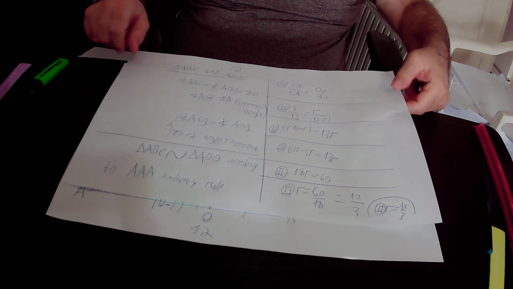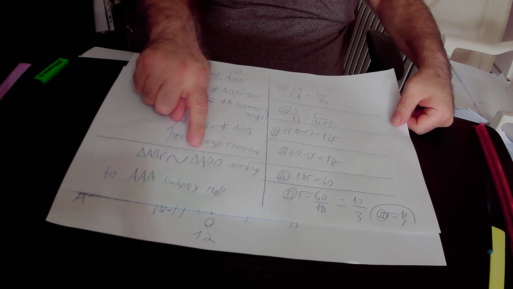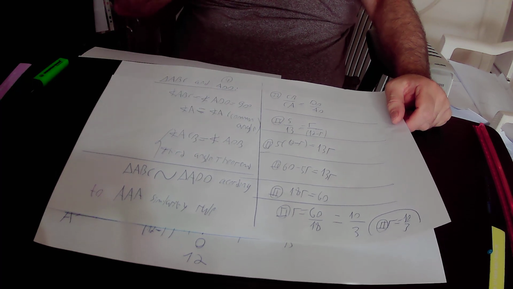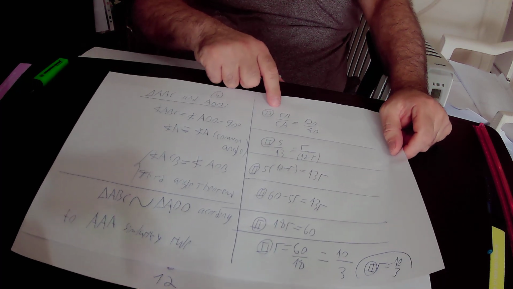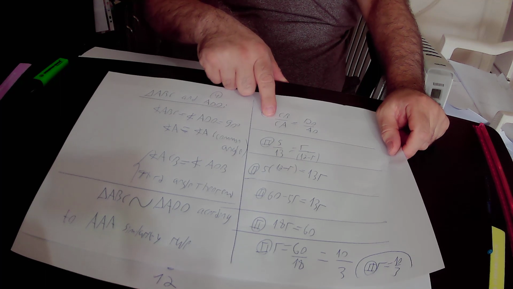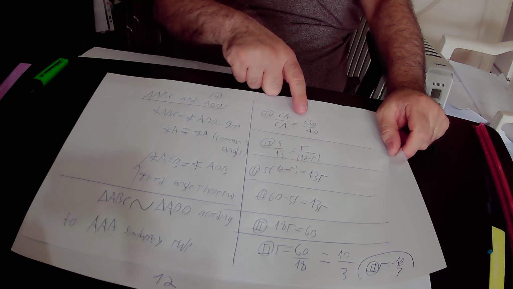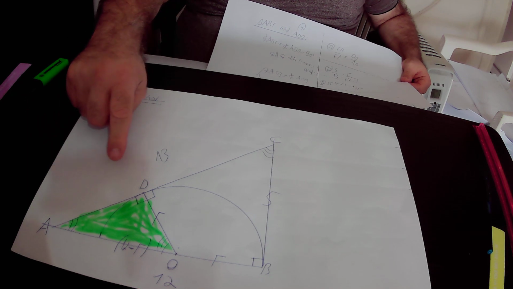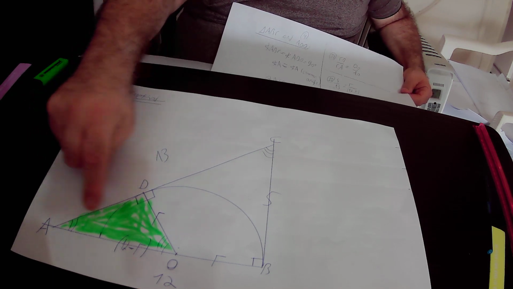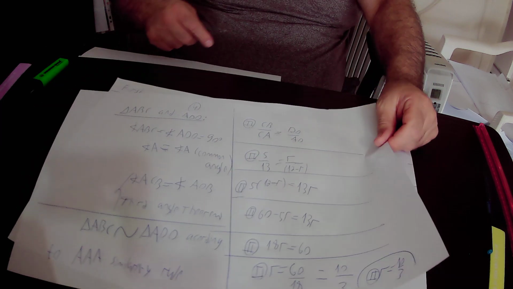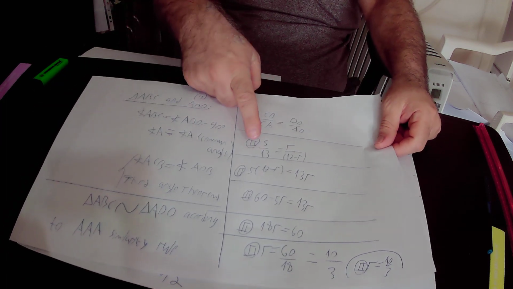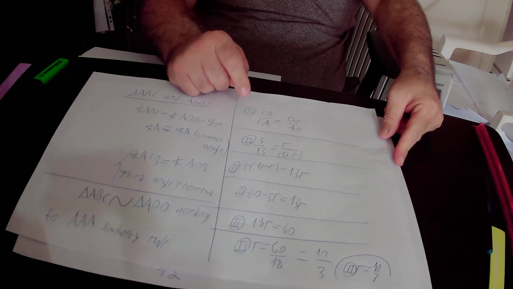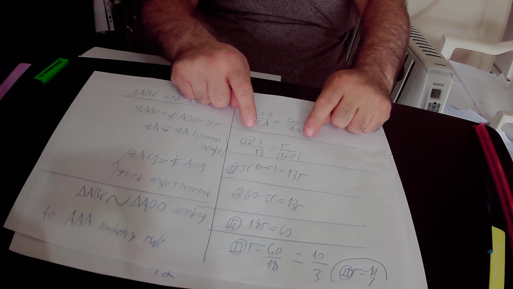Therefore, we proved that triangle ABC is similar to triangle AOD, the green triangle, according to the angle similarity rule. And from this similarity, we conclude that CB over CA in triangle ABC equals DO over AO in the green triangle. But CB equals 5 units, CA equals 13 units, DO equals R, and AO equals 12 minus R. So according to equation number 2, 5 over 13 equals R over 12 minus R.